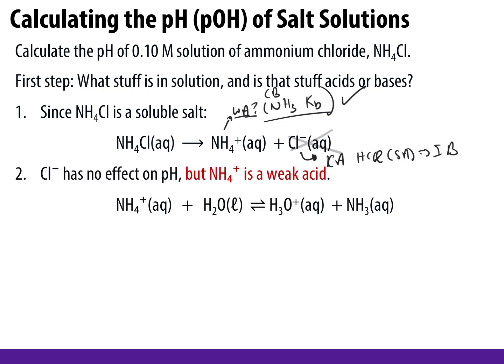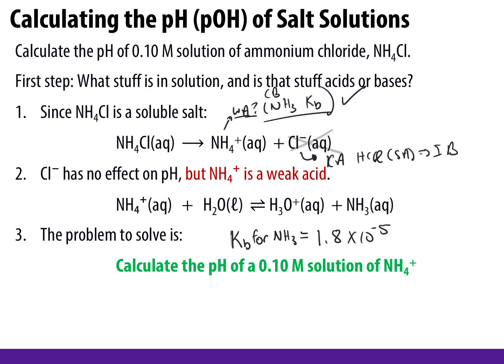NH4 plus is a weak acid. It reacts with water to form a little bit of H3O plus and the conjugate base NH3, just as we showed on the last slide. Now we can go through and do our ICE table and everything like that. Since it was 0.1 molar NH4Cl, that means when that breaks up, it makes 1 NH4 plus and 1 Cl minus ion in solution. So our initial concentration of NH4 plus in our ICE table will be 0.1 molar. So that's our problem setup. Again, see if you can do this using the Kb from the table, and then I'll show you the solution.